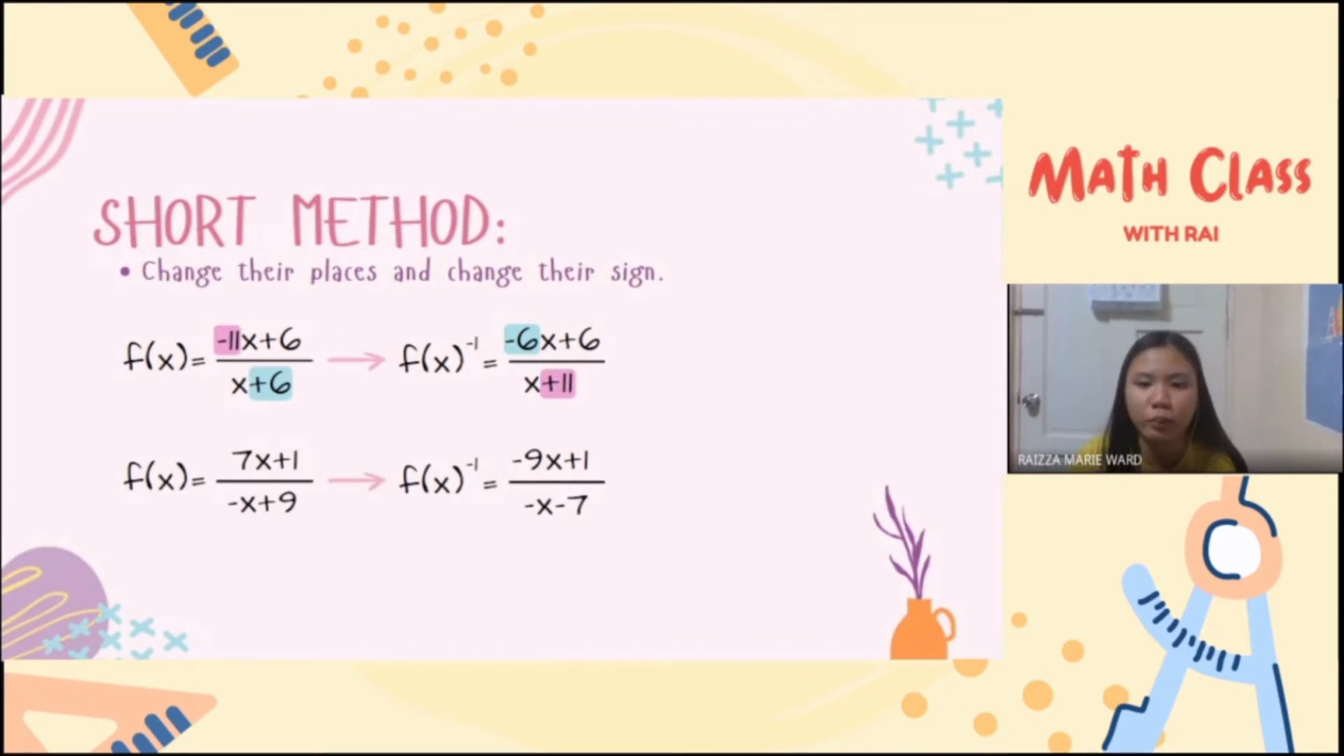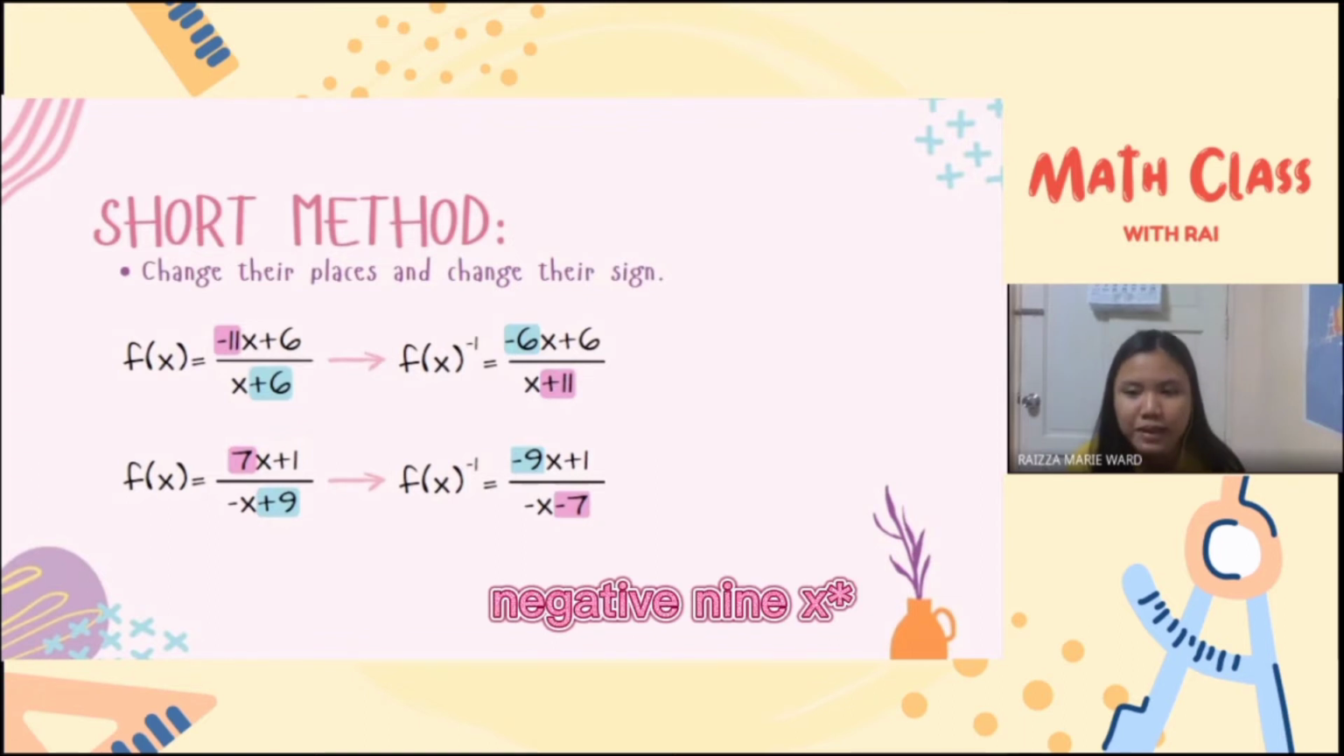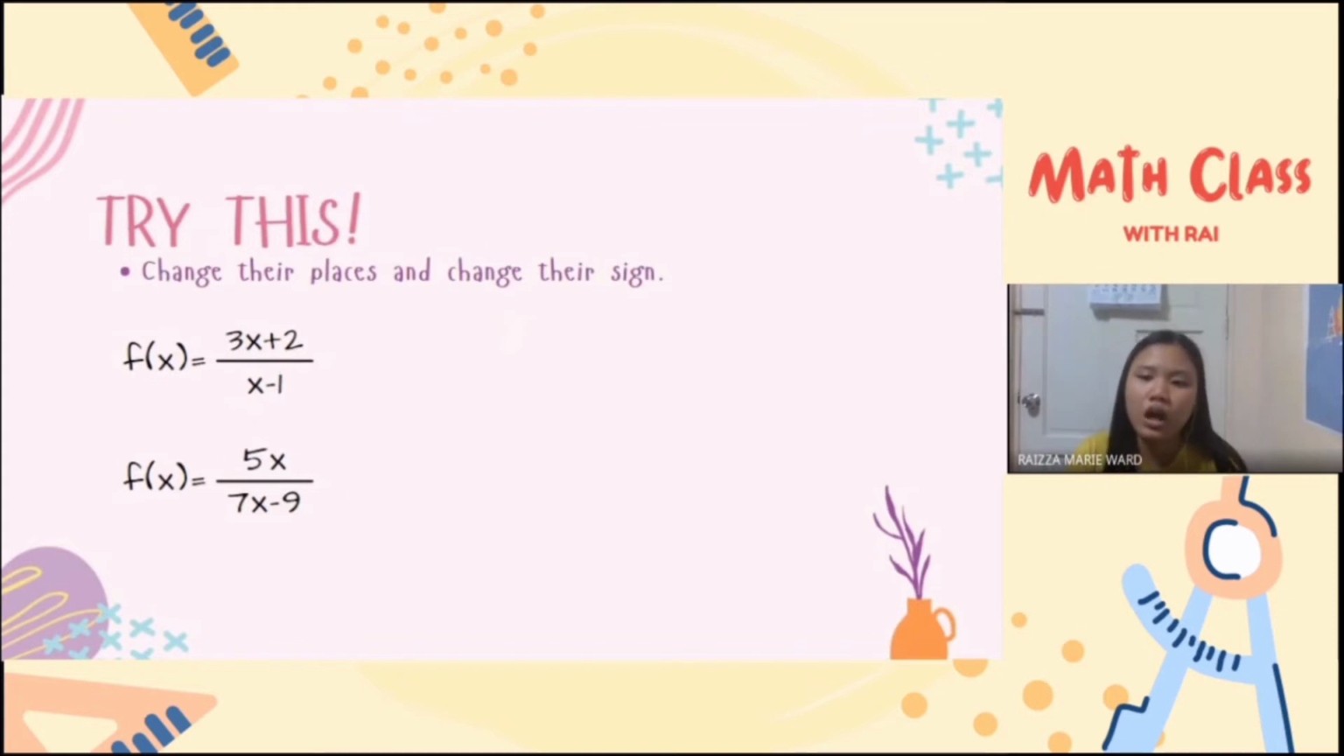Another example. Positive 7, ililipat sa baba and change the sign, magiging negative 7. Positive 9, ililipat sa taas, change the sign, magiging negative 9. The final answer is f^-1(x) = (-9x + 1) over (-x - 7). Now, you can pause the video and try to answer this too.